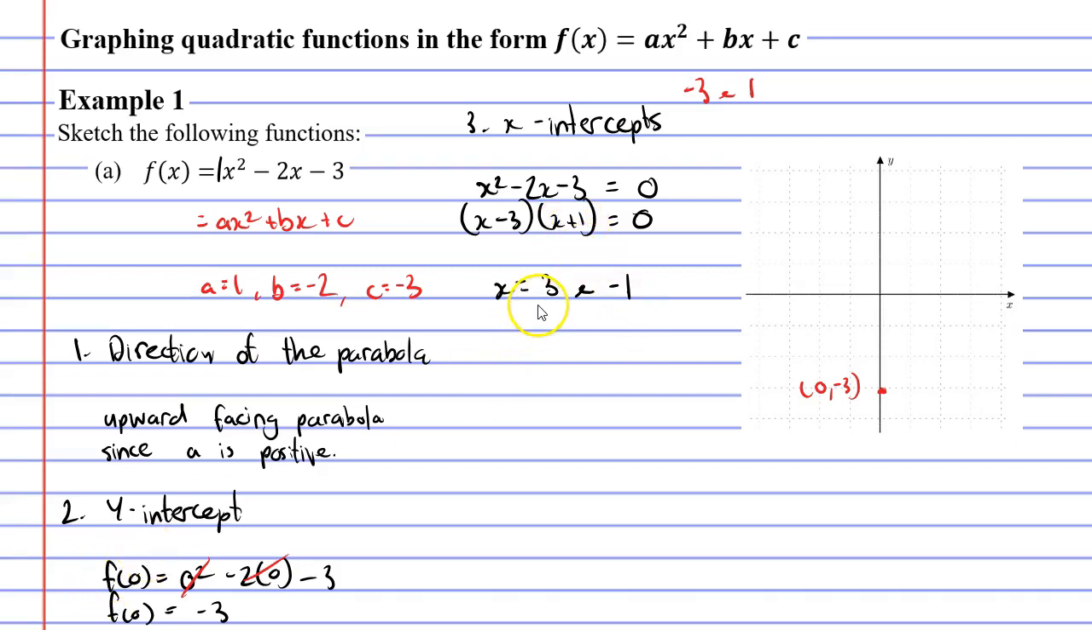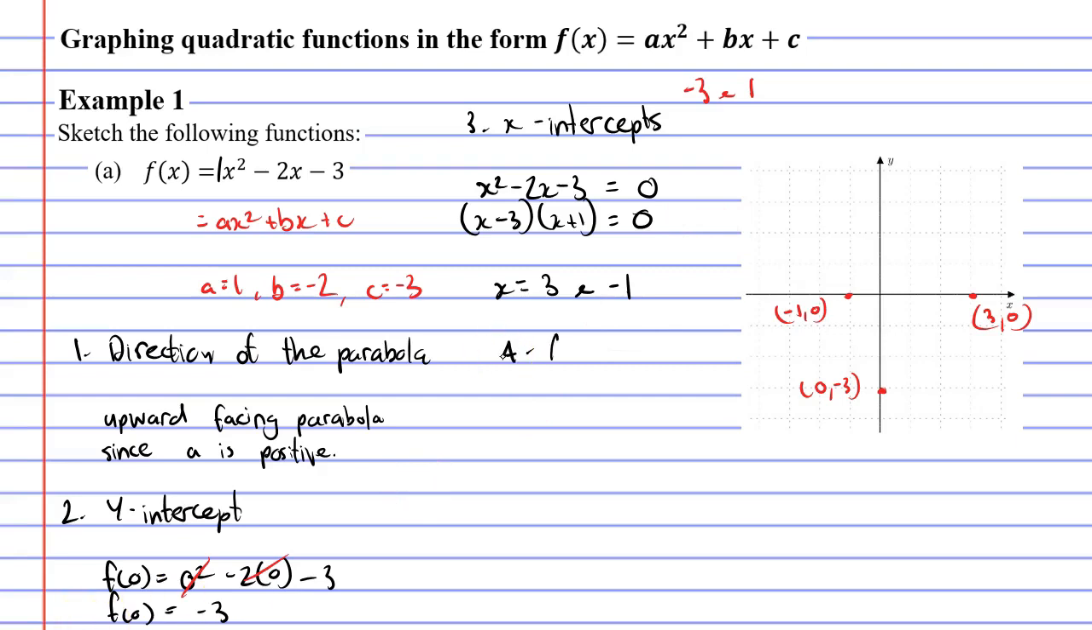It's also interesting to note that you get the opposite sign. We had -3, but a solution of +3. We had a +1 and a solution of -1. These are our two x-intercepts. So for the 3, we're going to label the point 3, 0. And for the -1, we're going to label the point -1, 0.